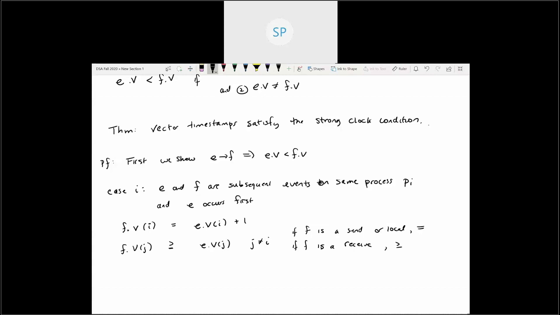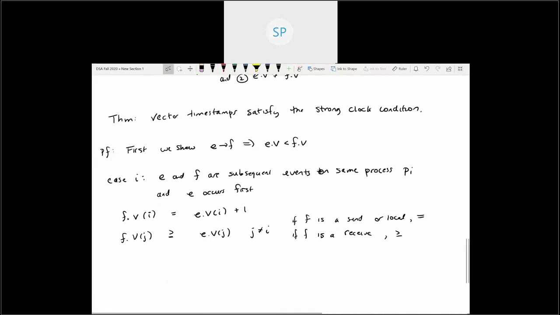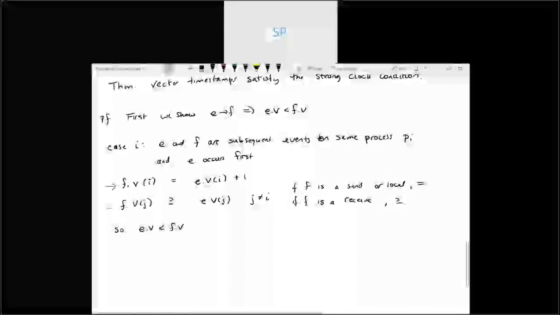So definitely we have these two things: the ith component of F's timestamp is strictly larger, and then in all the other components, F's timestamp is no smaller. And that's what we need to conclude that the timestamp of E is strictly less than the timestamp of F. Okay?